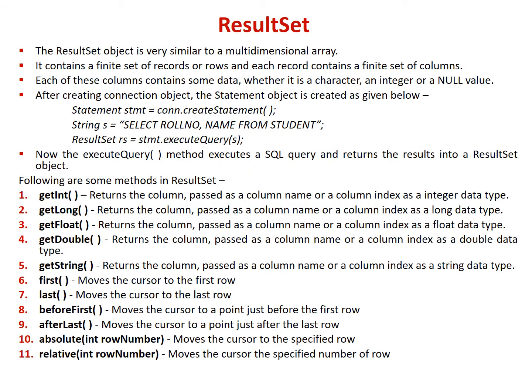ResultSet. The ResultSet object is very similar to a multidimensional array. It contains a finite set of records or rows, and each record contains a finite set of columns. Each of these columns contains some data, whether it is a character, an integer or a null value.